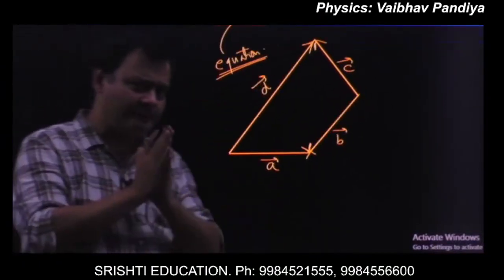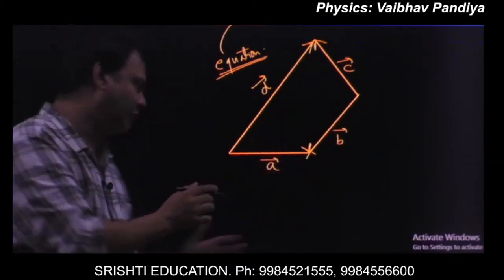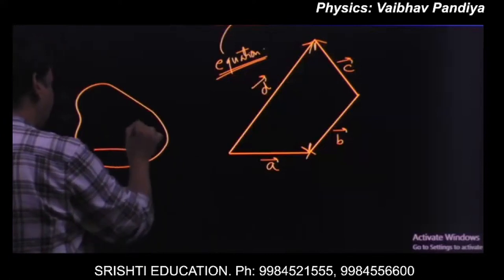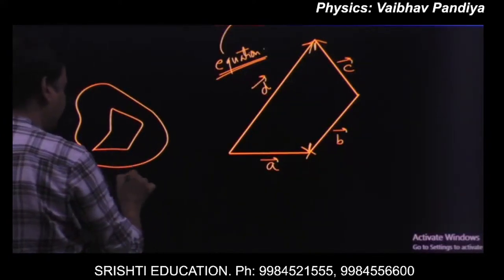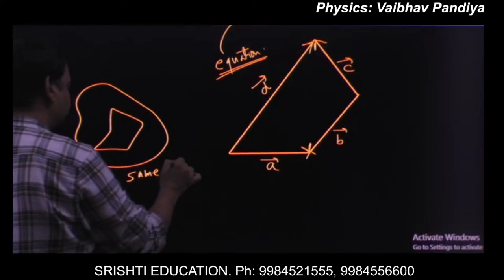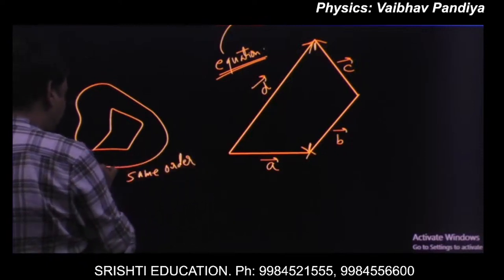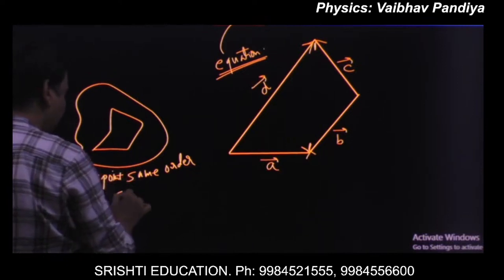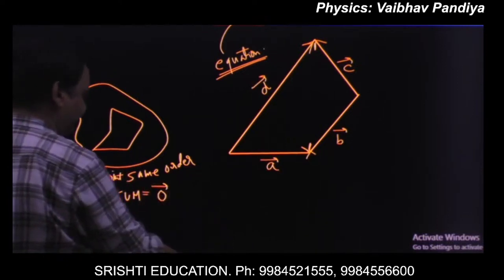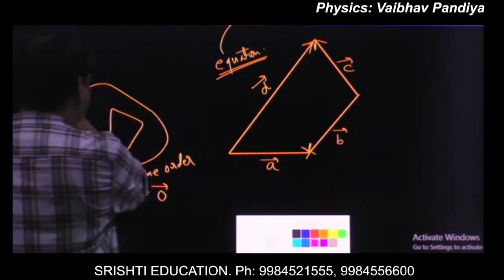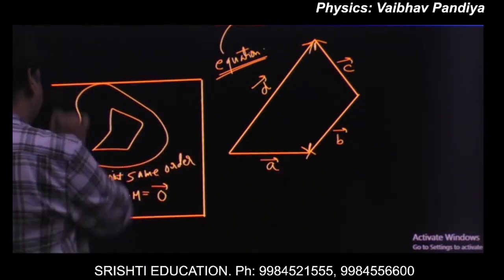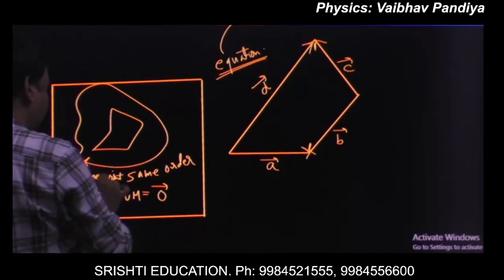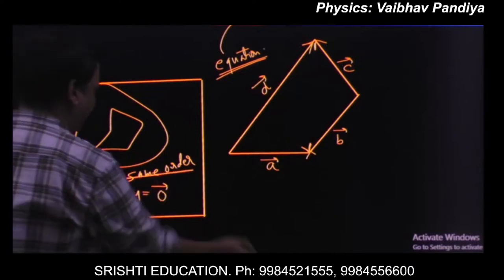Now, simply you have to apply one property which we have learned in the Polygon law. If you are traveling a polygon in same order, and you're coming back to the same point, then the sum of the vector will be the 0 vector. We have seen this property, correct? If you travel a polygon in the same order, and coming back to the starting point, then the sum of all the vectors will be 0 vector.